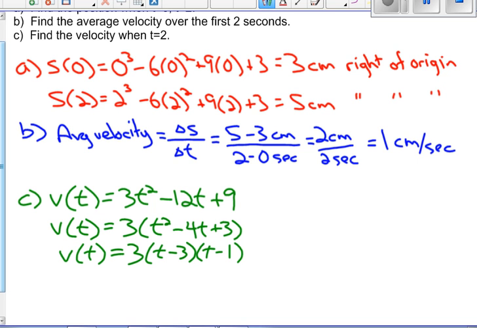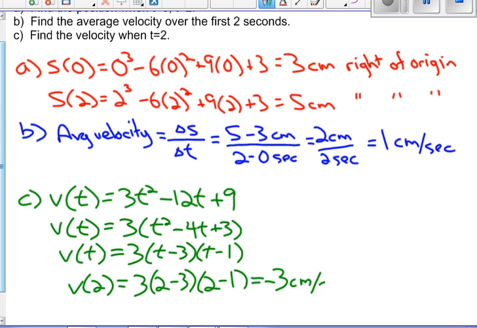So the velocity at 2 comes from just subbing 2 into one of those forms of the equation. Let's do it into the factored form. It would give us 3 times 2 minus 3 and 2 minus 1. So 3 times negative 1 times 1 is going to give us negative 3 centimeters per second. What that means is that on average over the first 2 seconds, there was a rightward motion. But right at 2 seconds, it must be moving left.